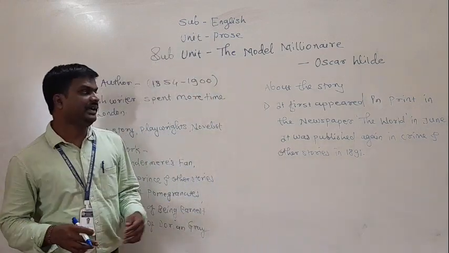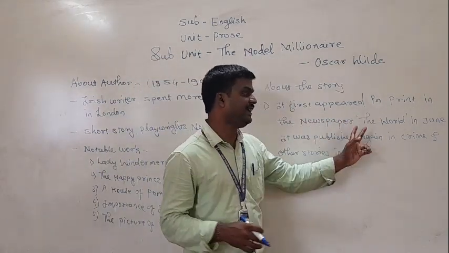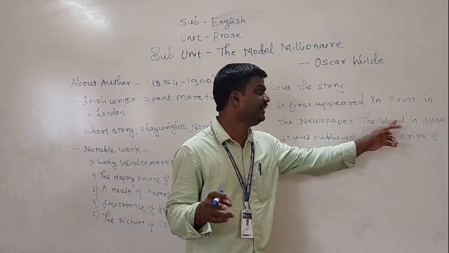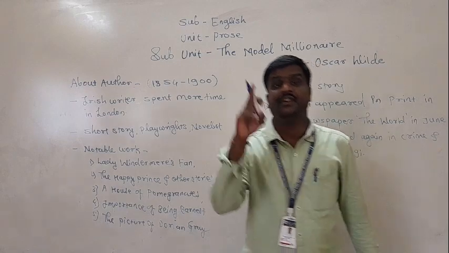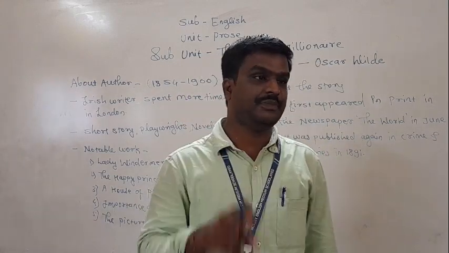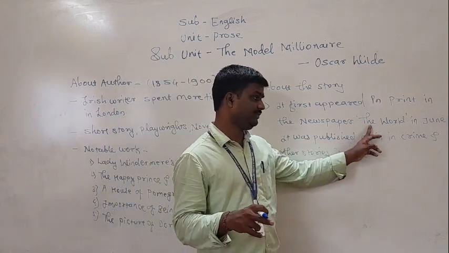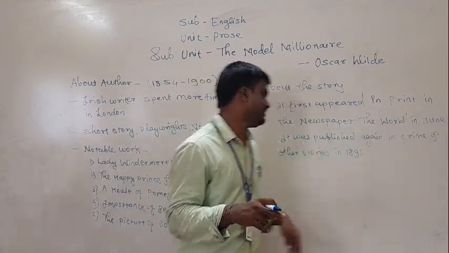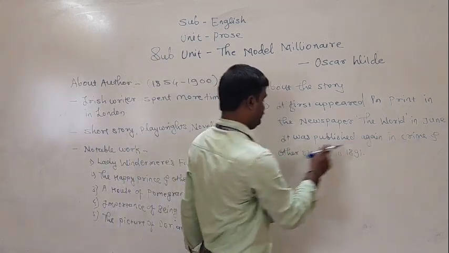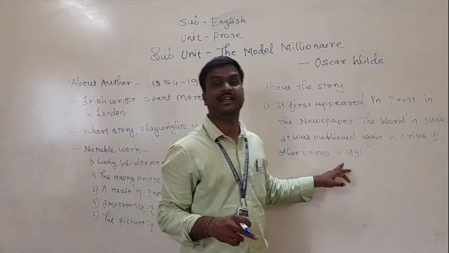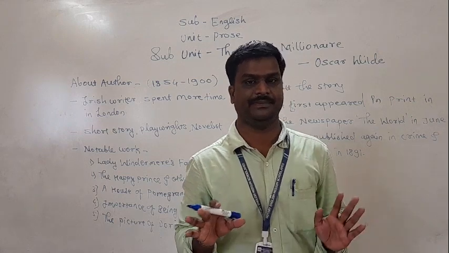It first appeared in print in a newspaper called The World, published in June 1887. It was again published in Lord Arthur Savile's Crime and Other Stories in 1891. This means the story was published twice.